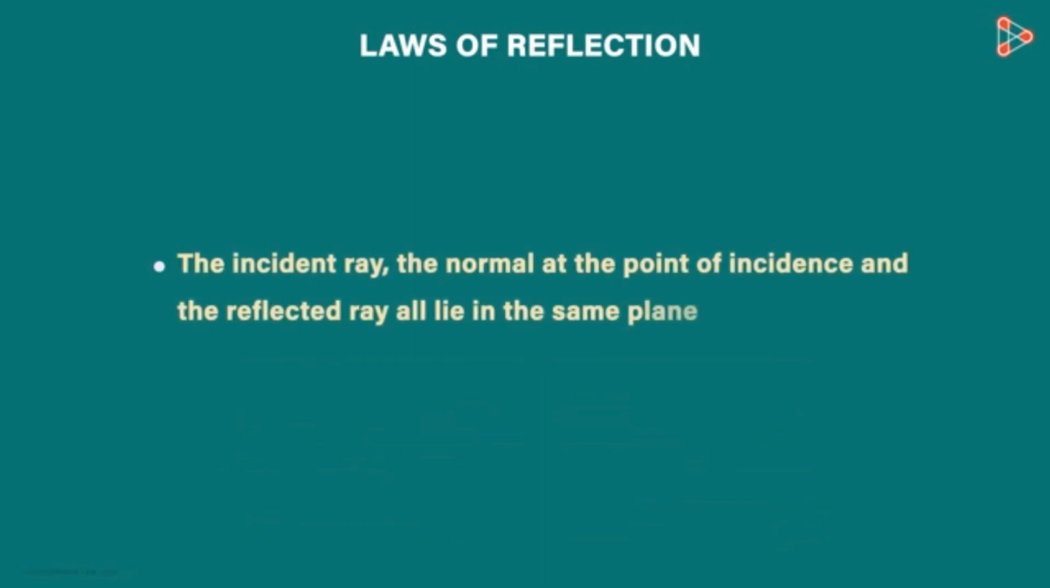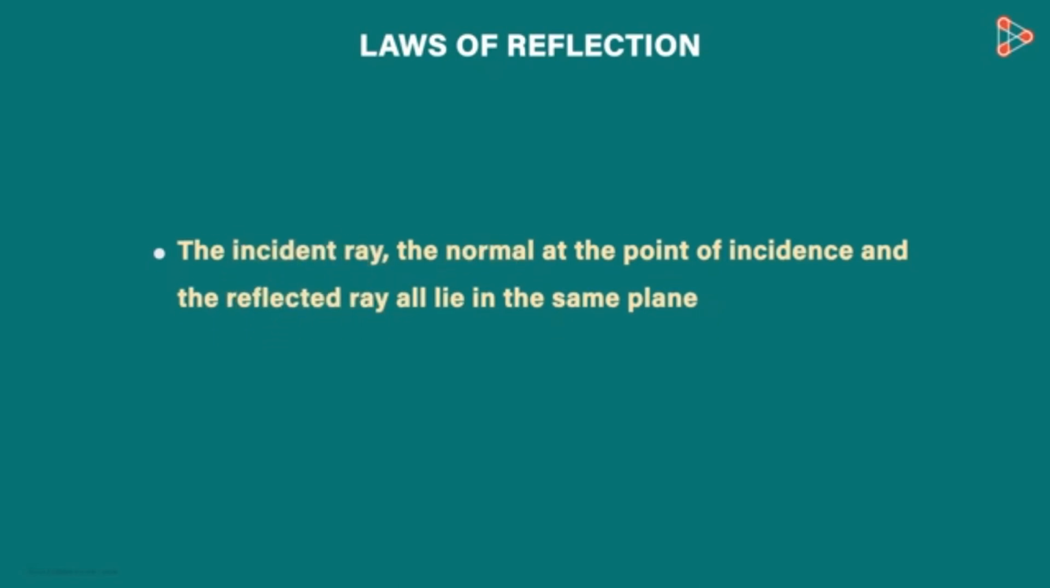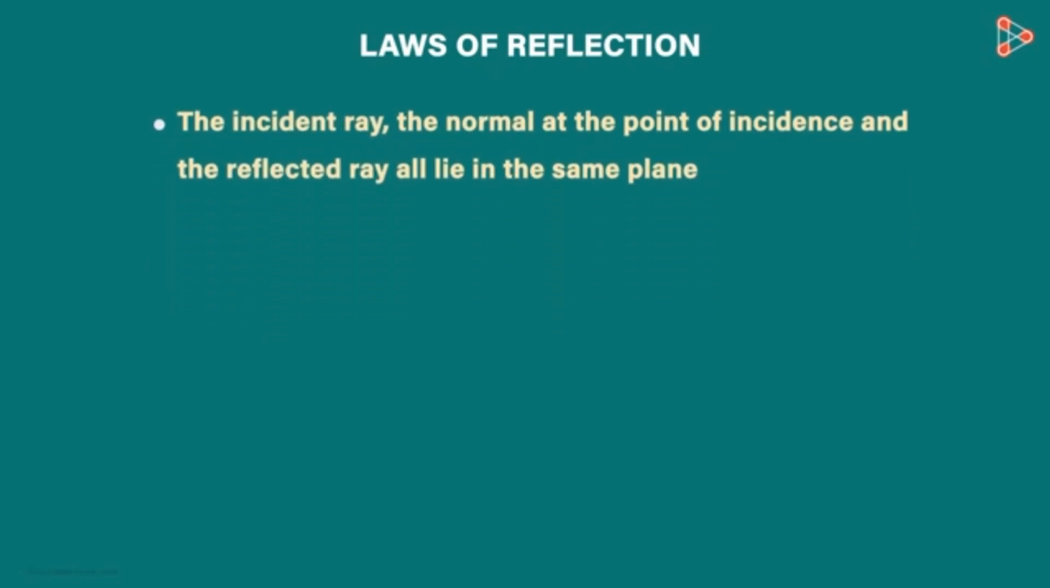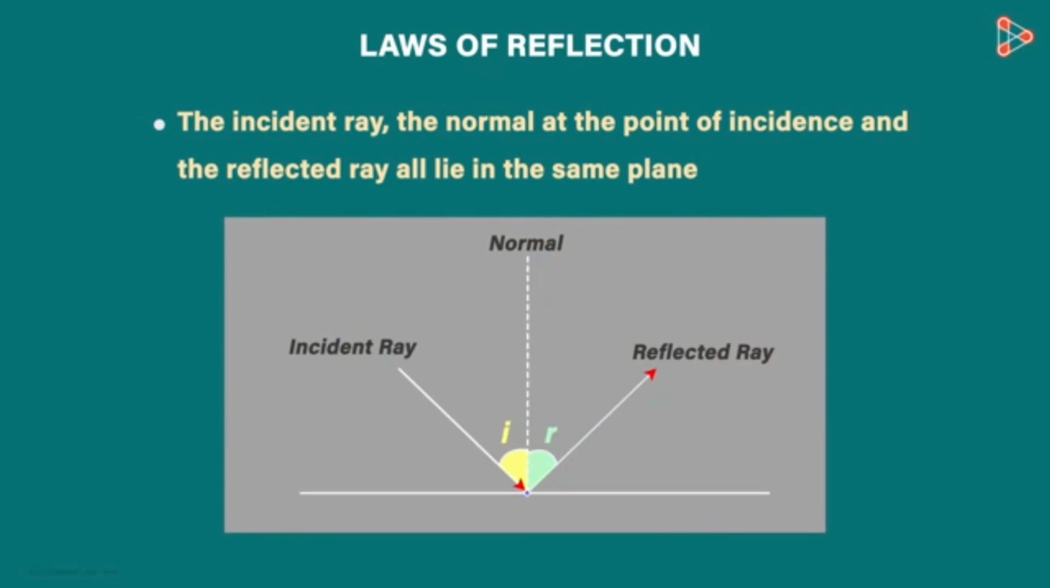The second statement tells us that the incident ray, reflected ray, and normal all lie in the same plane. So, if I draw the scenario on a piece of paper, I will get this: incident ray, reflected ray, and the normal. All three are in the plane of the paper. The second law tells us that they will always be in the same plane.